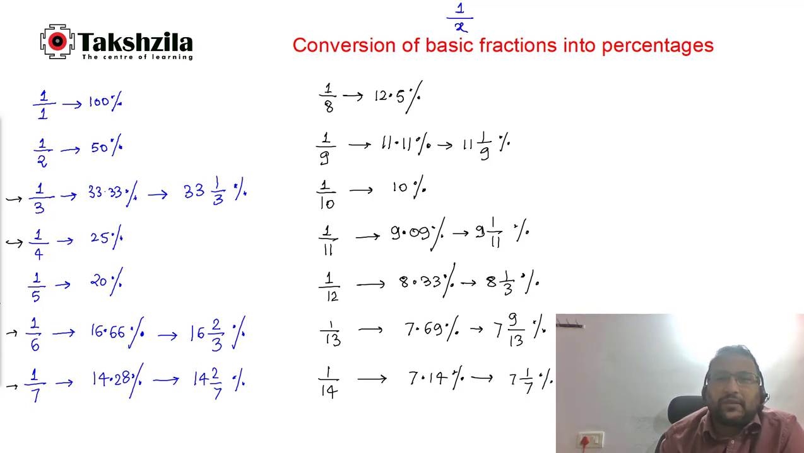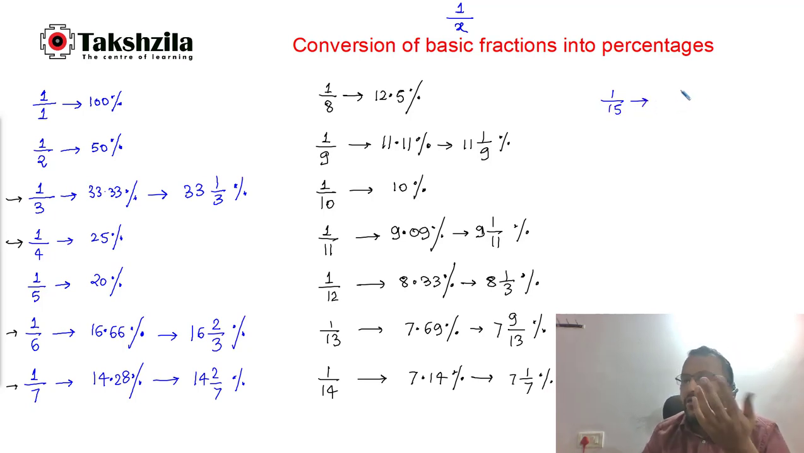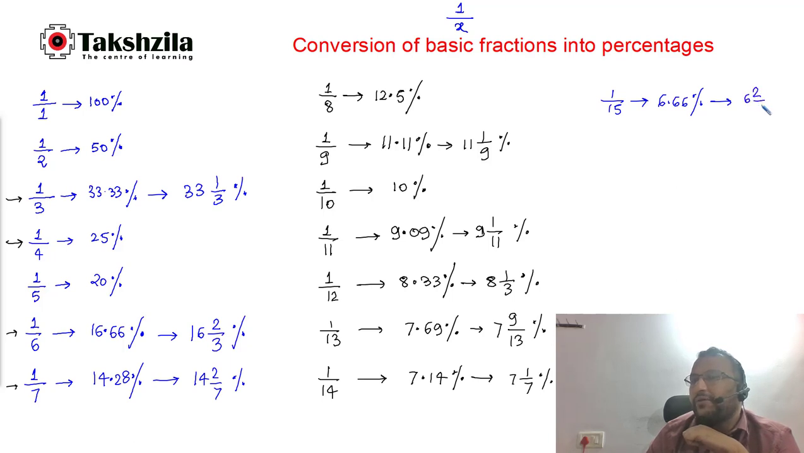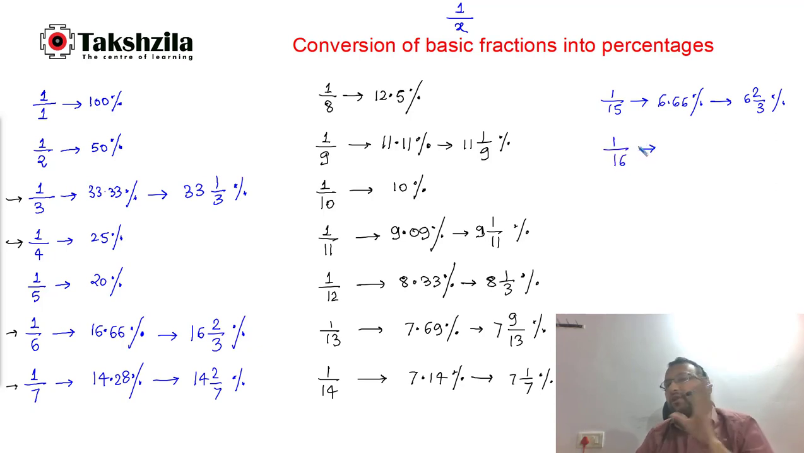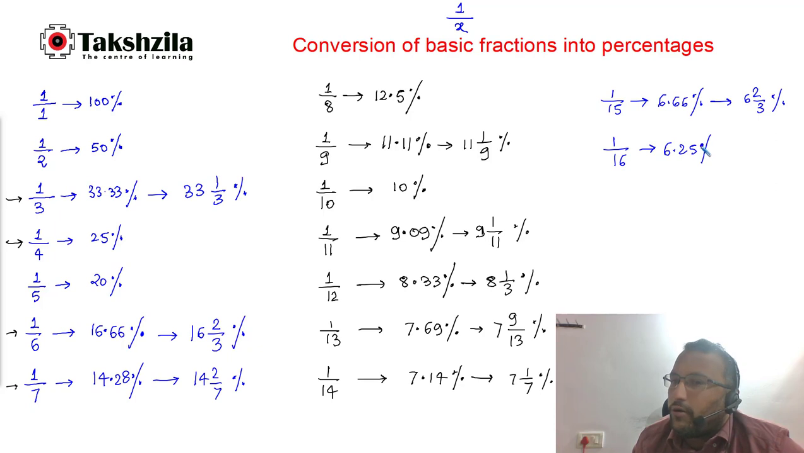After this, if you get 1 mark out of 15 marks, that is nothing but 1 by 15 into 100, 100 by 15, that is equal to 6.66%. In the mixed fraction format, it is 6 2 by 3 percentages. After that, if you get 1 mark out of 16 marks, we know 1 by 8 is 12.5. Again, divide both sides by 2, you will get 6.25%.